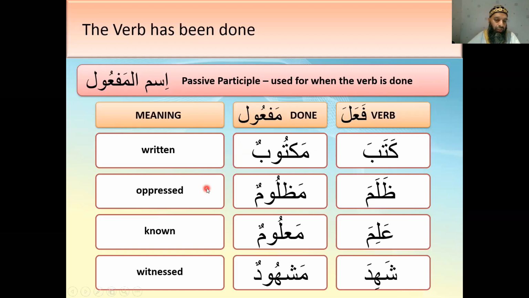So let's visit one of our words that we know. Marfu, mansub, majroor. They're all maf'ul patterns. Rafa'a means to raise. Rafa'a means he raised. So put rafa'a in the maf'ul pattern, what do you get? Marfu. So marfu means the thing that has had the rafa'a done on it, so it means the thing that is raised. Marfu means raised.